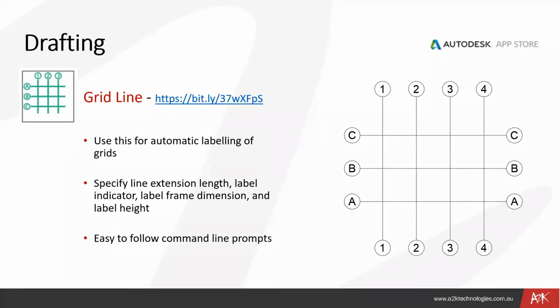So we can actually use this to just automatically label our grids. And it's pretty handy just because there's these easy to follow command line prompts. And we can actually specify how long we want that grid line to be. We can specify if we want it to be alphabetical or numeric. And then we can also cater the circles to the radius that we want it to be, as well as the text height.